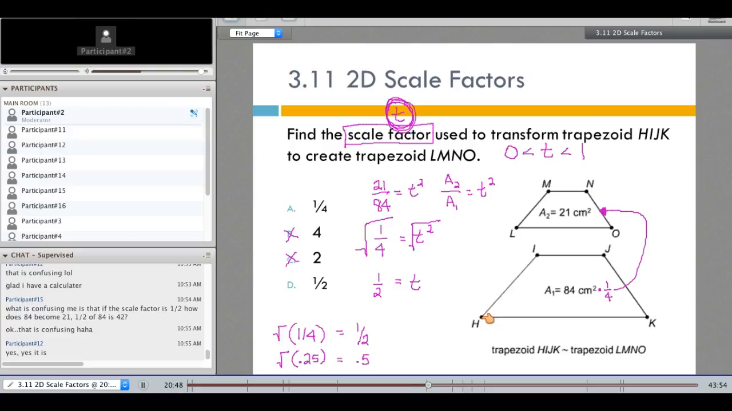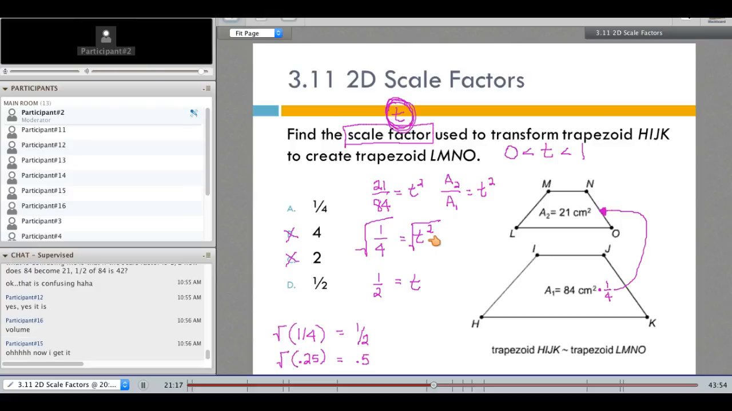I could say T is the one-dimensional, so this is a 1D over 1D, okay? T squared is a two-dimensional amount over a two-dimensional amount. In this case, areas. Okay, area 2 over area 1. This is side of the second figure over the side of the first figure, or vice versa, it depends, okay?